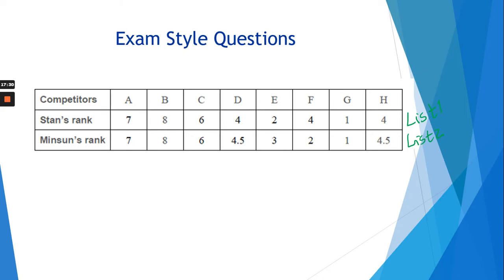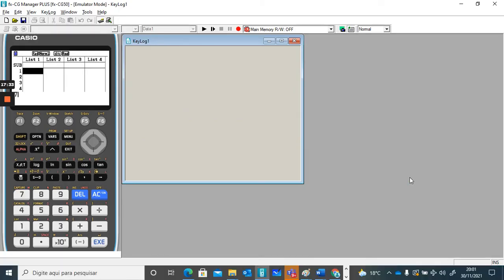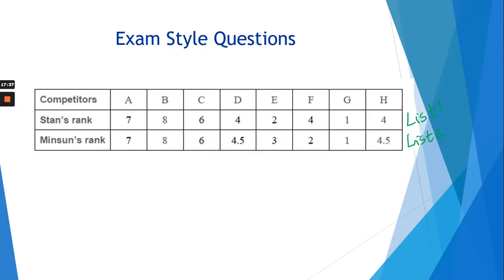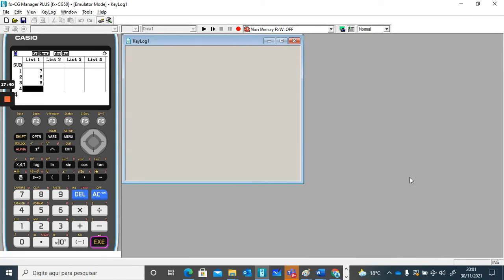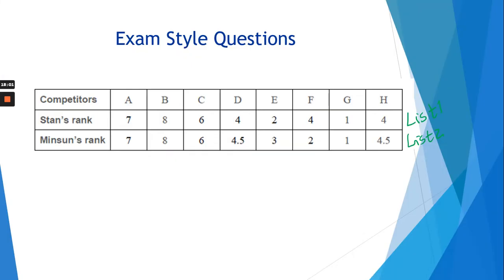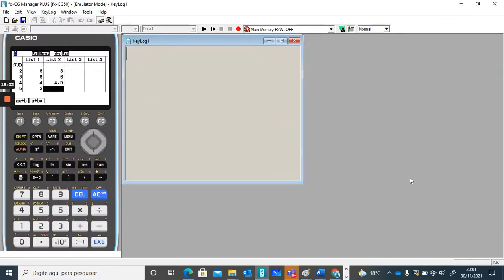So it's going to be 7, 8, 6, 7, 8, 6, then 4, 2, 4, 1, 4, then 7, 8, 6, 7, 8, 6, then 4.5, 3, 2, 1, and 4.5. So 3, 2, 1, and 4.5.